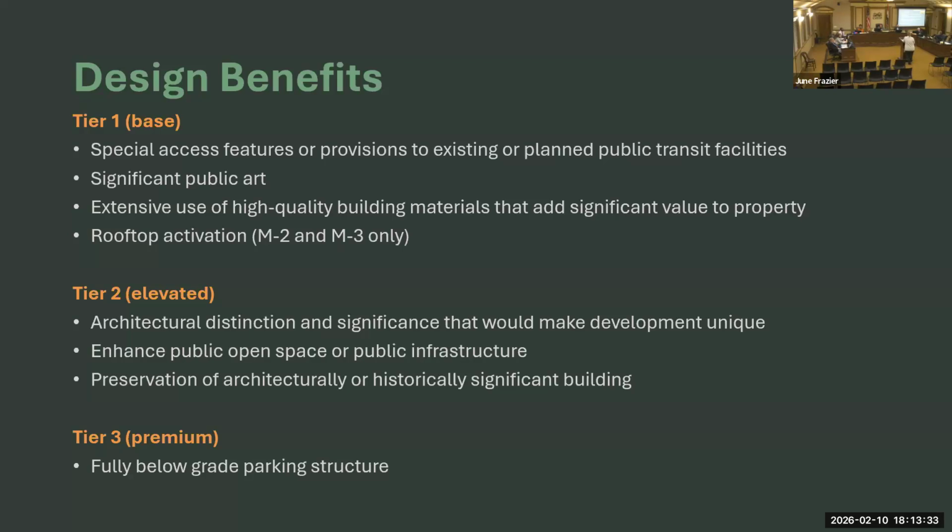Architectural distinction in tier two, enhancing public open space or public infrastructure, and preservation of architecturally, historically significant buildings. Kind of going back towards, we want to value a little bit of an element of preservation. We've heard about it a lot before, but the most sustainable thing you can do is not tear down a building. So I do think that while people can go back and forth under historic significance and their personal preferences there, it kind of is tied to both design and sustainability.